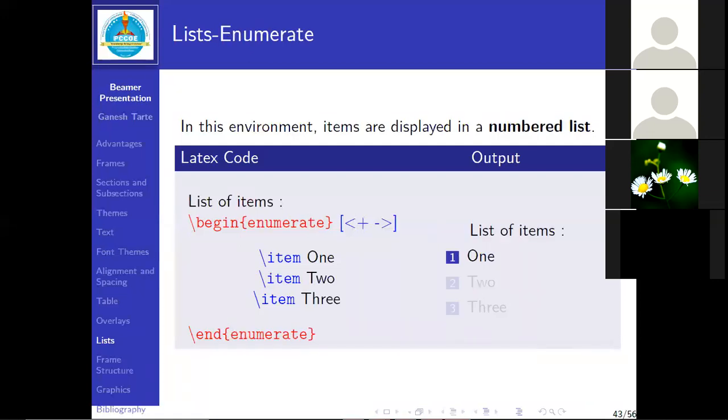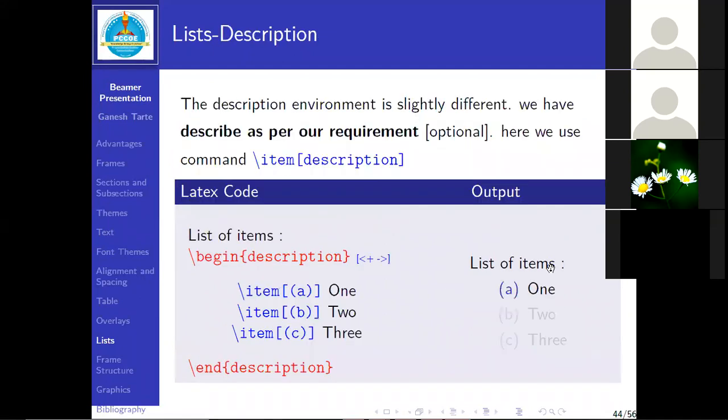Same thing for the second listing environment, enumerate. It numbers the list, no doubt, but after each item I want a pause, so we add only this command after the beginning of enumerate. That's it. And for description, the same overlay is created.